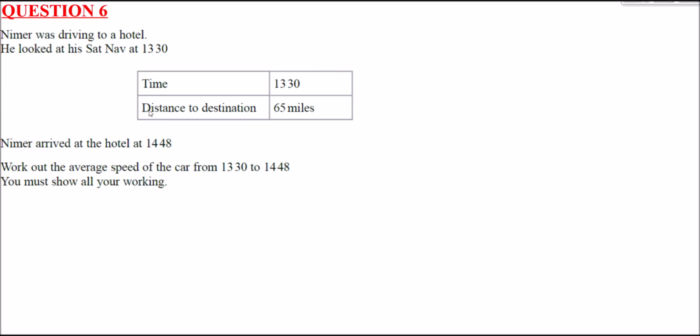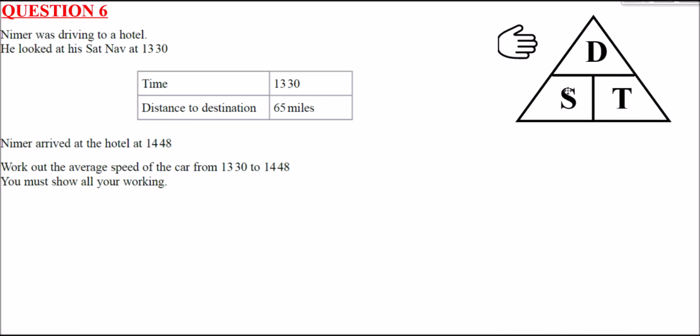So we're talking about speeds, times and distances. Speed equals distance over time, which we can use a magic triangle for like this. Speed equals distance divided by time. So let's piece all this together. We're told the distance he still needs to go is 65, so we know the distance. And the time taken to cover that distance from 1:30 is when he has 65 miles to go, but he arrives at 2:48.